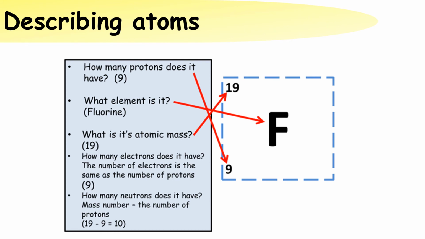Because we know the number of protons, we also know the number of electrons. So if fluorine has 9 protons, it must also have 9 electrons. To work out the number of neutrons, we do the mass number minus the number of protons. In this case, 19 minus 9, so fluorine has 10 neutrons.